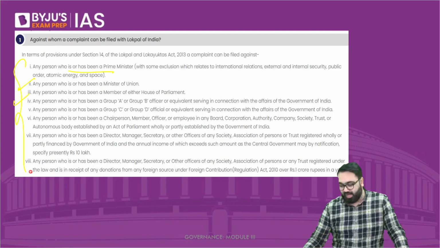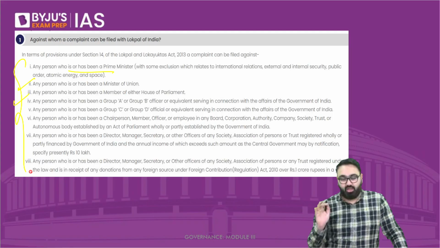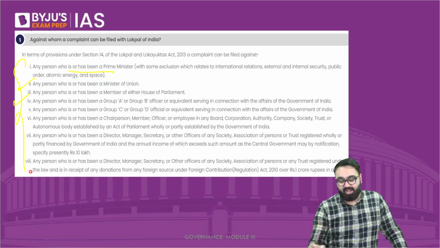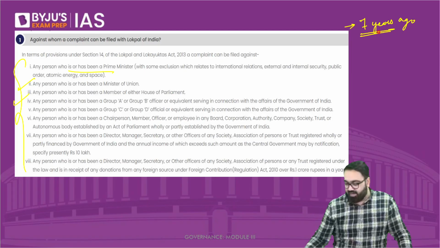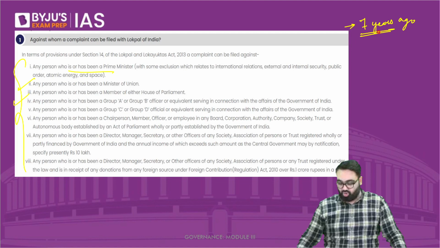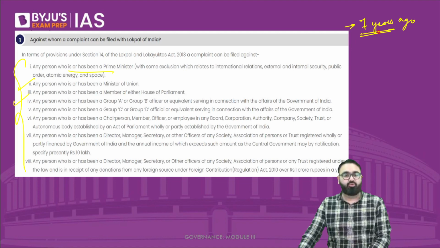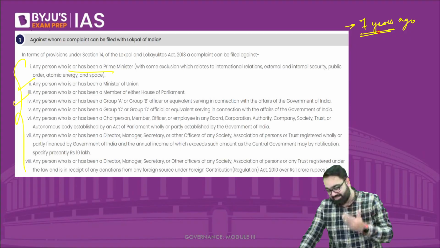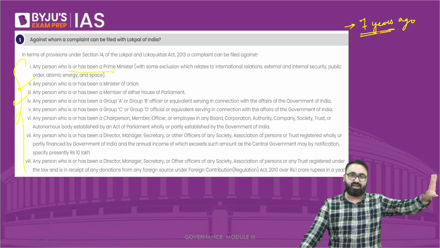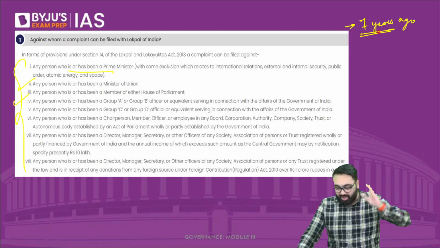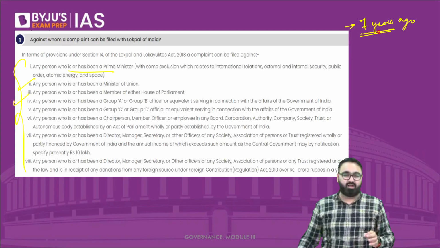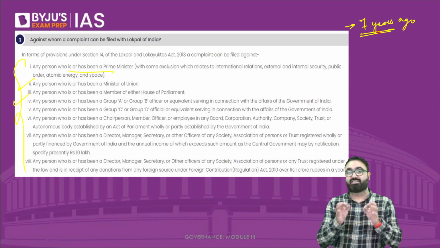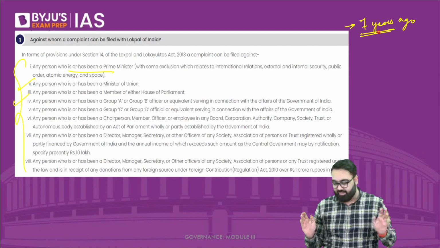Okay, I'll tell you why. The law says you can only file a complaint about what happened 7 years ago. That is the cutoff. So if you are talking about today, 21st June 2023, go back 7 years, who was the Prime Minister? We had the same Prime Minister. So basically, the other Prime Ministers are now gone. You can only file a complaint against anyone for what happened in the last 7 years and not older than that.